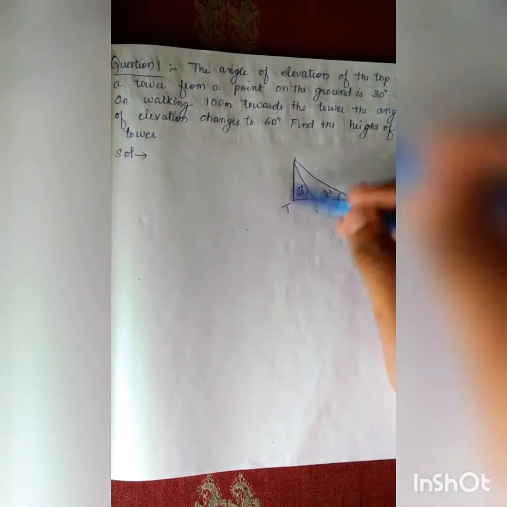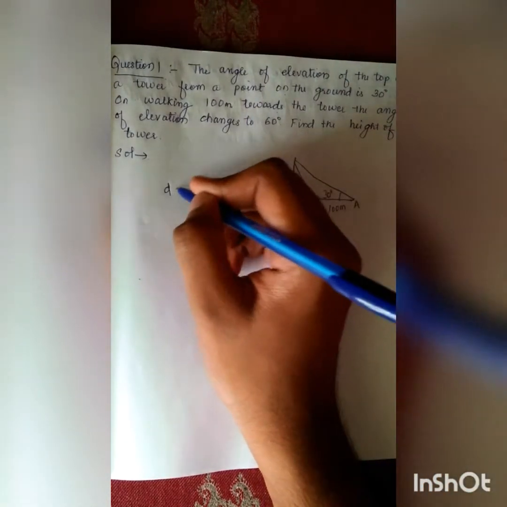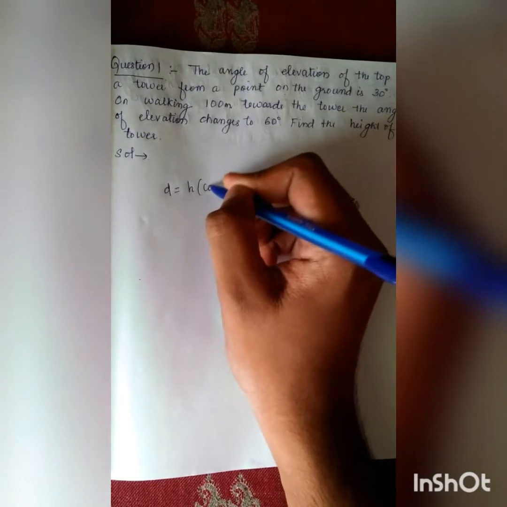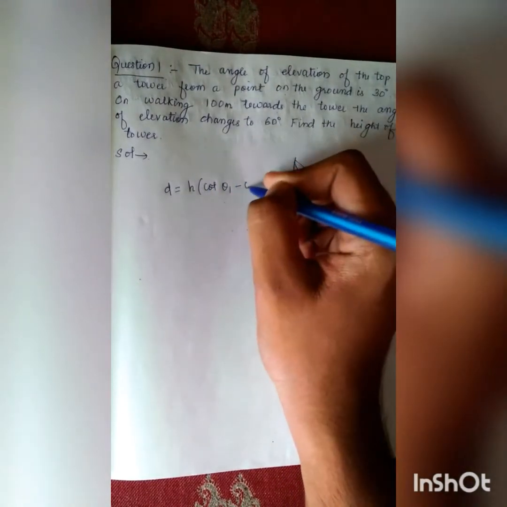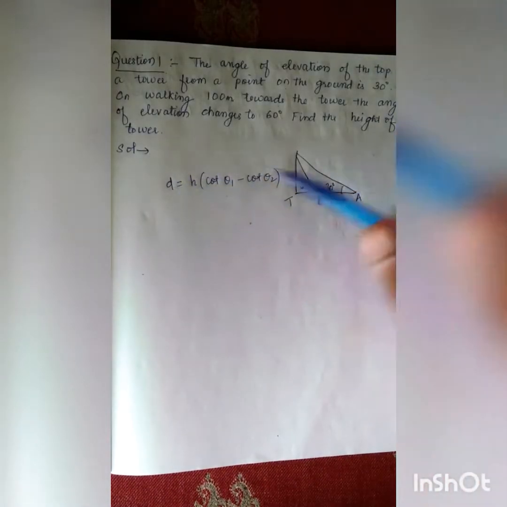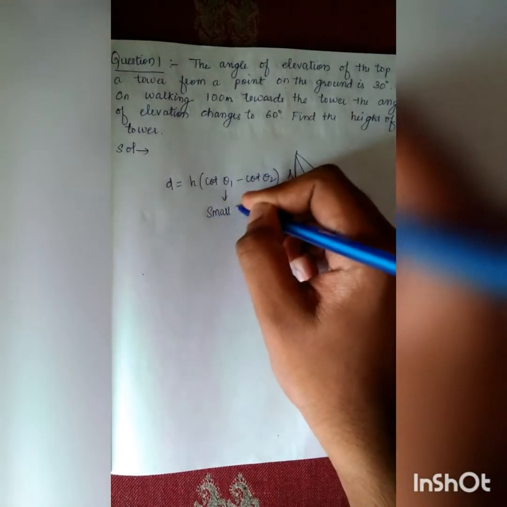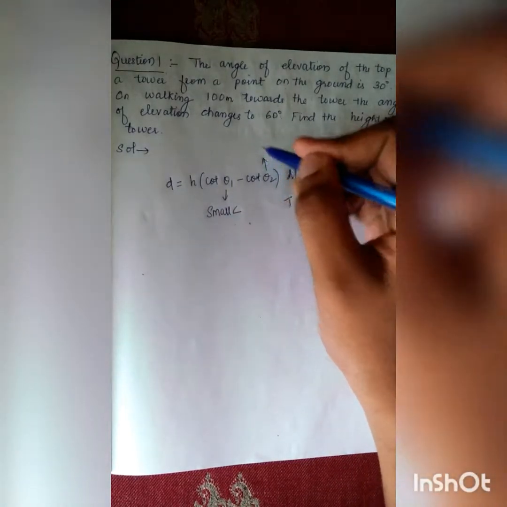For this type of question, we use the shortcut which is D is equal to H into cot of theta 1 minus cot of theta 2, where D is the distance between the 2 points which we have moved, or we can say D is the distance between the 2 points whose angles of elevation are given. H is the height of the tower. Theta 1 is the small angle, and theta 2 is the large angle.